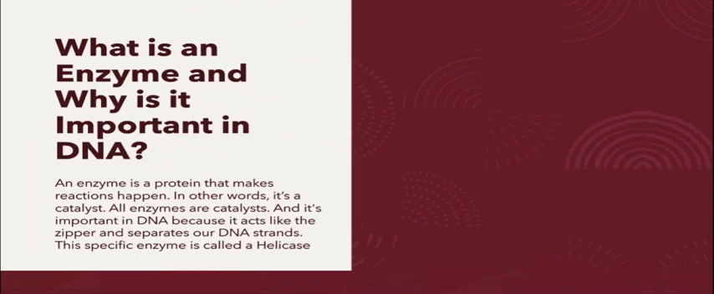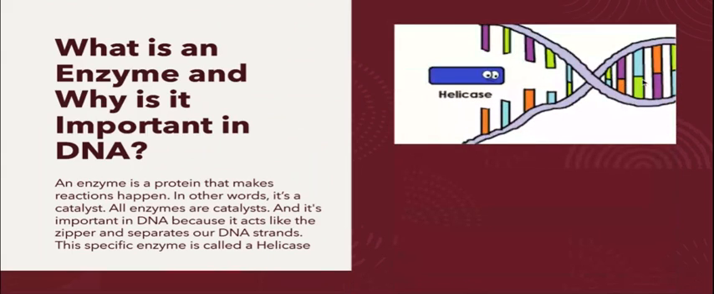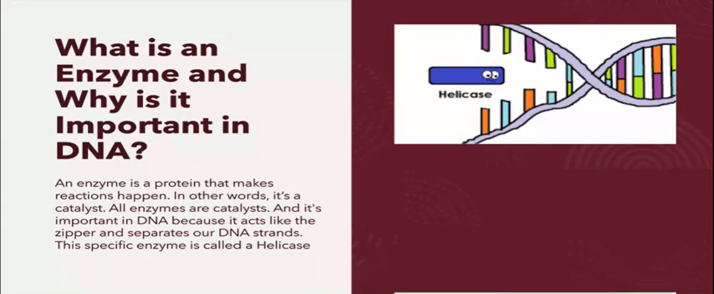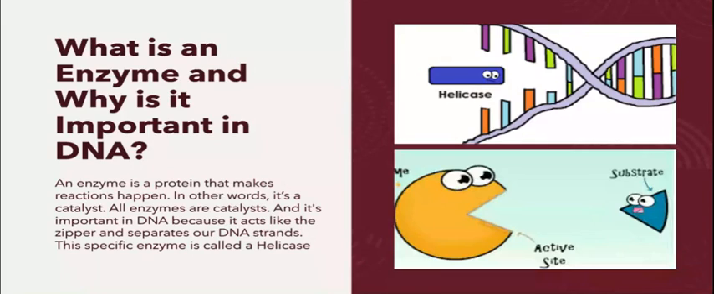So we're going to get into what an enzyme is and why it is important in DNA. An enzyme is a protein that makes reactions happen. In other words, it's a catalyst. All enzymes are catalysts, and it's important in DNA because it acts like the zipper and separates the DNA strands. This specific enzyme is called a helicase. So you can see the helicase here. It's obviously not in a zipper form, but it is going through and separating your DNA. The helicase is like a zipper, and it's what separates your DNA. And down here, this little orange circle is your enzyme, and it's looking for a substrate. So that's how an enzyme works.